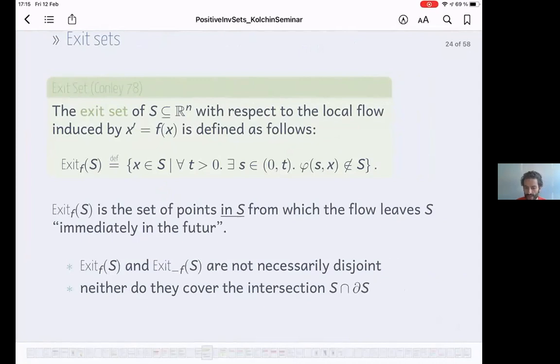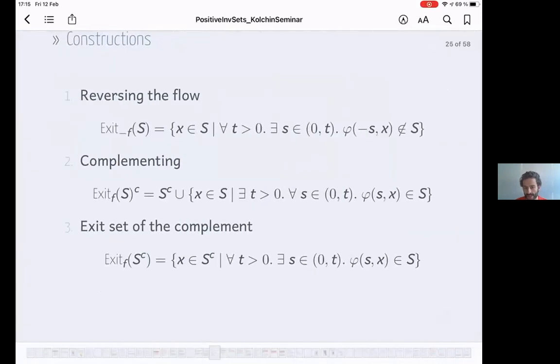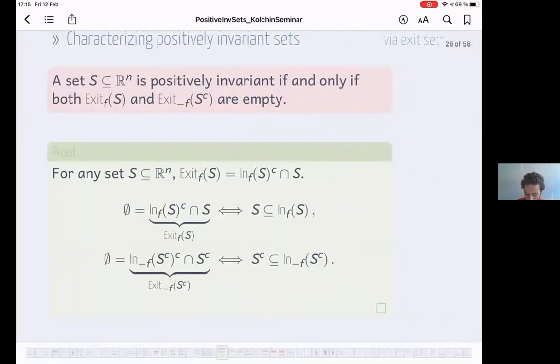So using those constructs, we can also play and have different constructs. We can have the exit minus F, the exit F entirely complemented, the exit F of S complemented, etc. And this gives us a second characterization, which is as follows. A set S is positively invariant if and only if both exit sets are empty. So you don't have an exit set, you cannot go outside the set S. But if you place yourself in S complement and you go backwards, you cannot get outside of S complement. So the point of view is different with respect to what I presented earlier.